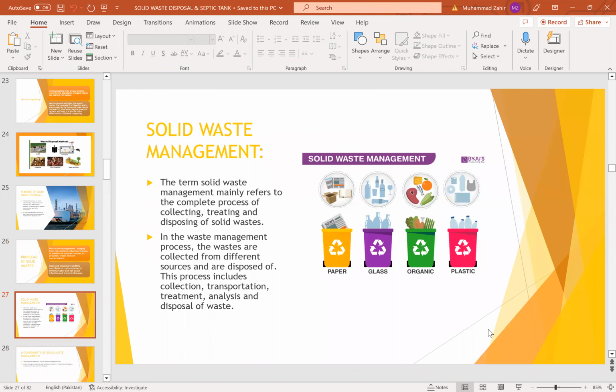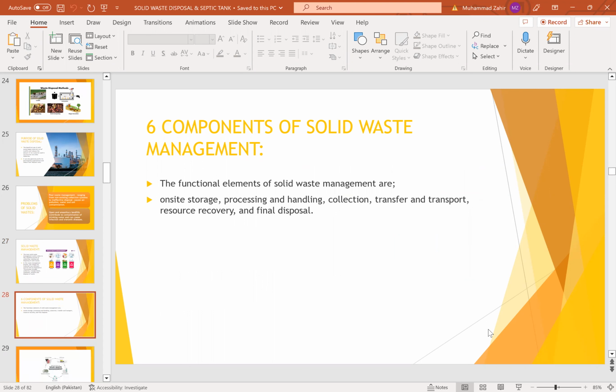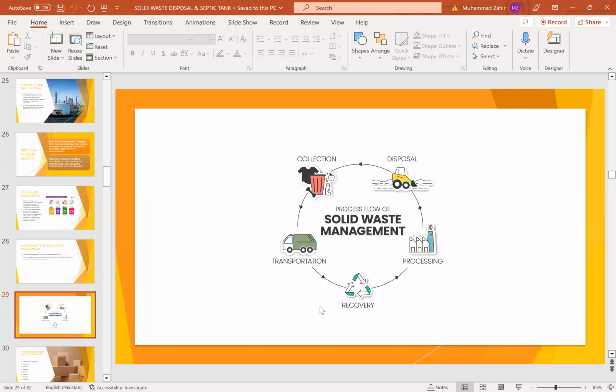Solid waste management. The term solid waste management mainly refers to the complete process of collecting, treating, and disposing of solid waste. In this process, the wastes are collected from different sources and disposed of. This process includes collection, transportation, treatment, analysis, and disposal of waste. So it has basically six components: on-site storage, processing and handling, collection, transfer and transport, resource recovery, and final disposal. You can see in this picture: collection, transportation, recovery, processing, and disposal.